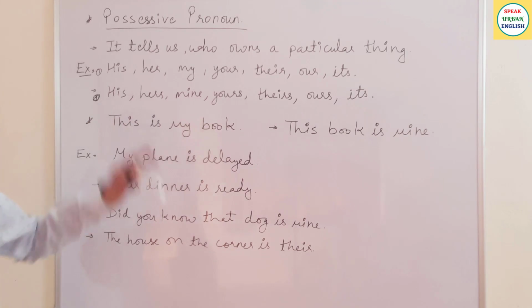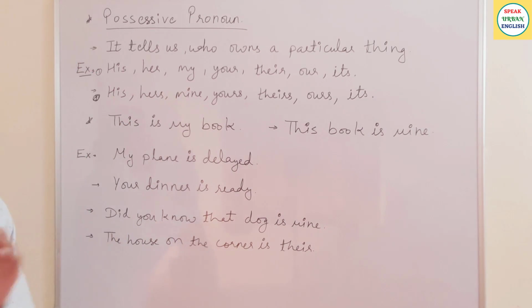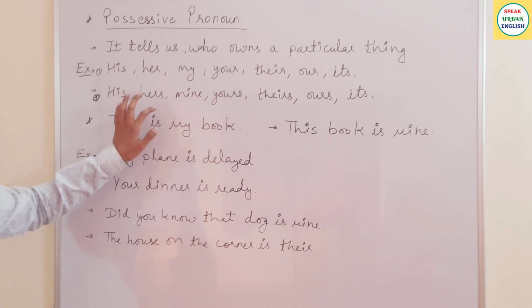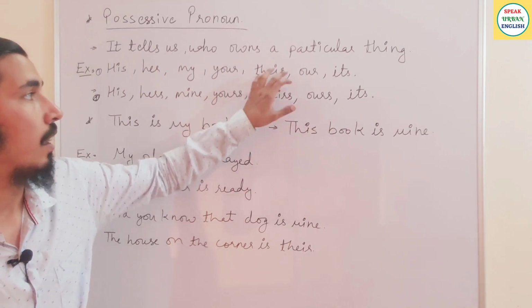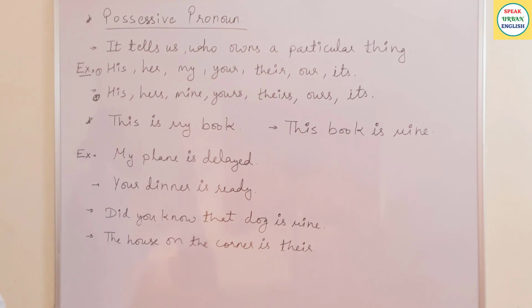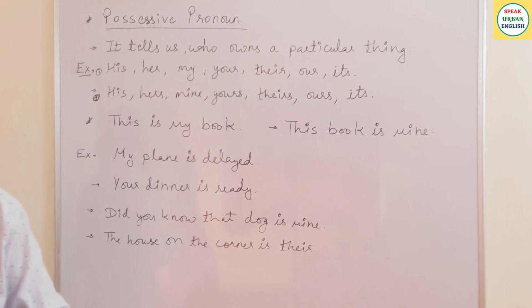Okay, so the next question comes, guys: where will we use category 1 and where category 2 pronouns? His remains his, her becomes hers, my becomes mine, your becomes yours, their becomes theirs, our becomes ours, its remains its. So where to use category 1 and where to use category 2, that's the question in our mind.